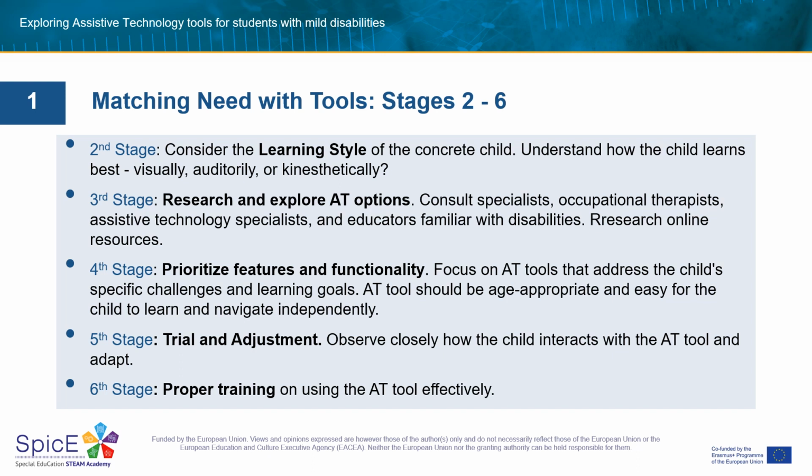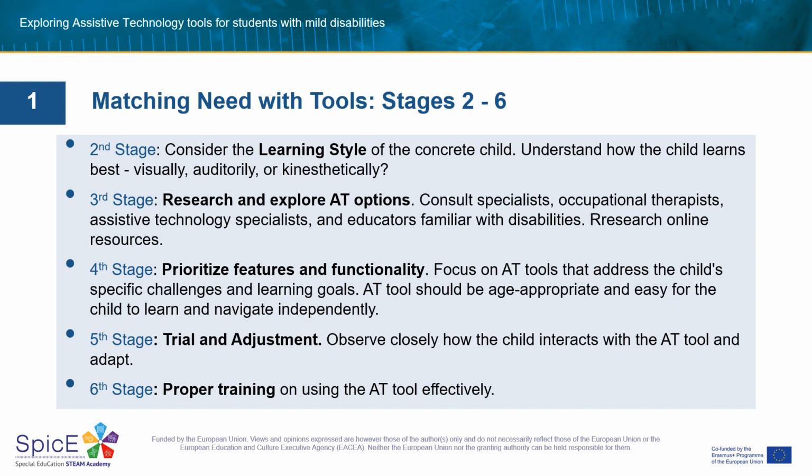The fifth stage includes trial and adjustment. Many assistive technology software programs offer free trials or demos, allowing children to experiment. You should observe closely how the child interacts with the assistive technology tool and adapt. Make adjustments to settings or explore alternative options if needed to ensure a comfortable and productive experience.